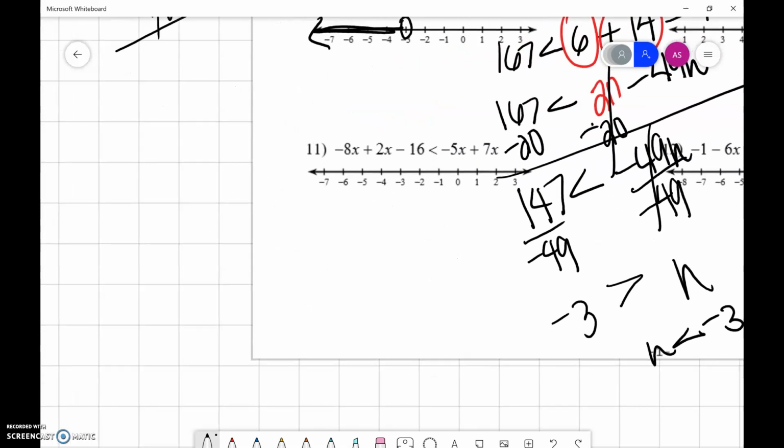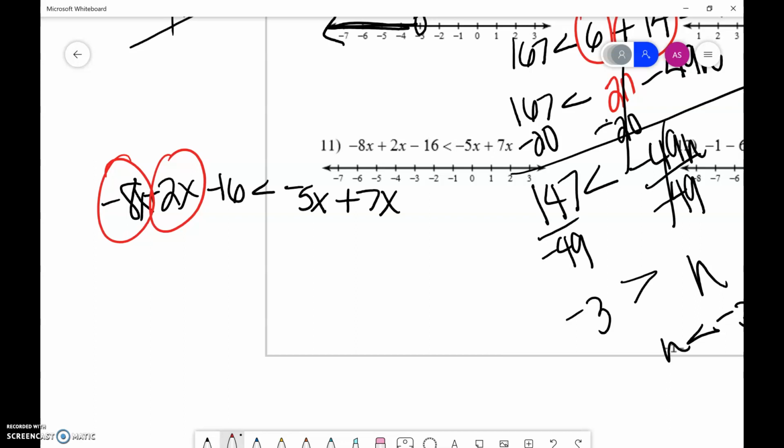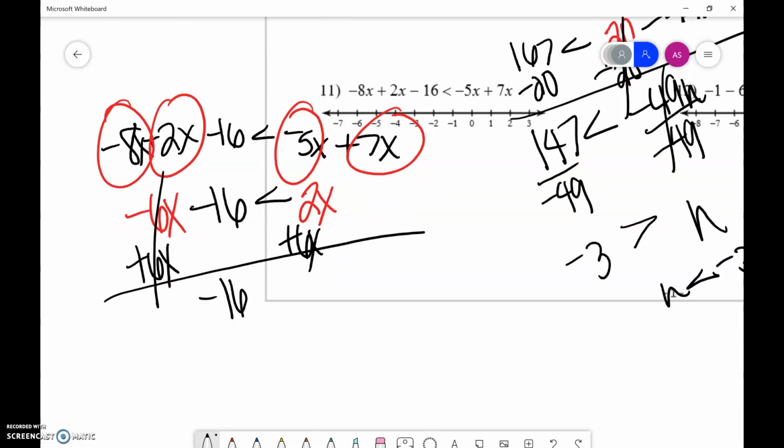All right, last one, number 11. So these are like terms, so we're going to combine those. We're going to get negative 6x. We're going to get minus 16 because we're bringing it down. And then we have more like terms over here. So those go together, which will give me 2x. So I'm going to add 6x because I want to have my x's all on one side, remember? So that's gone. And I have negative 16 is less than 8x.